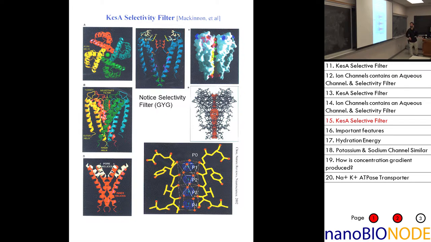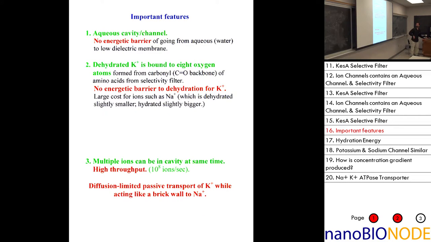Okay, so we've now basically come to understand everything about the ion channel. There is an aqueous cavity, and there's no energetic barrier going from the water to basically a low dielectric media. The dehydrated potassium is bound to 8 oxygen atoms formed from the carbonyl C double bond O of amino acids from the selectivity filter. That is, there's no energetic barrier to dehydration for K+, where there's a large cost for ions such as Na+, which is slightly smaller, and hydration is slightly bigger.